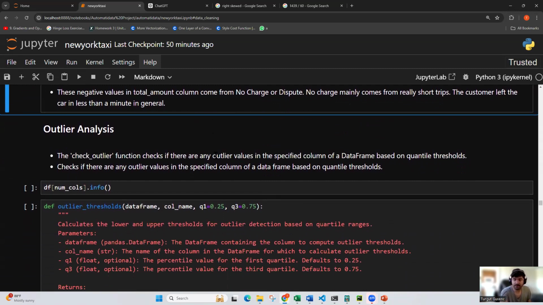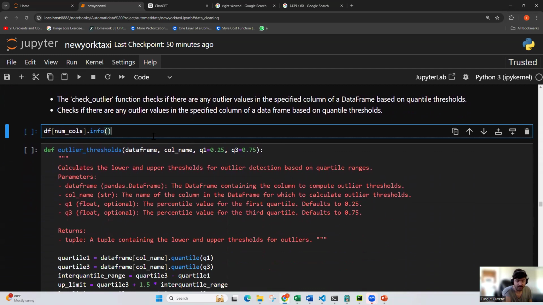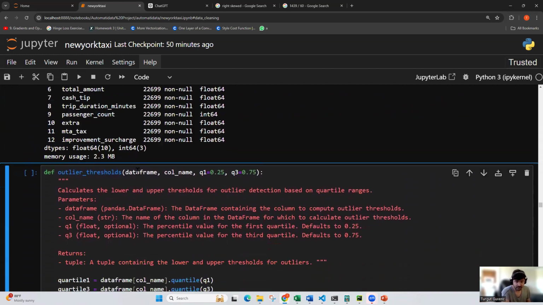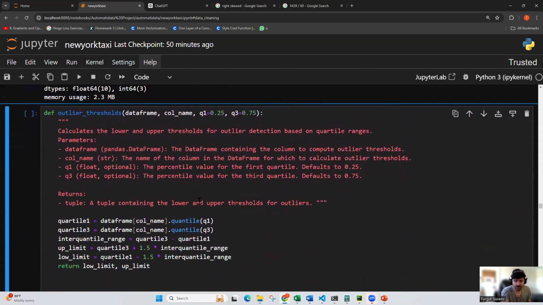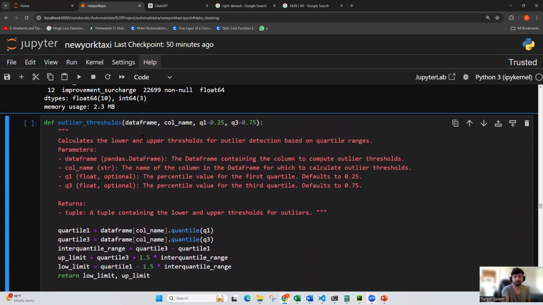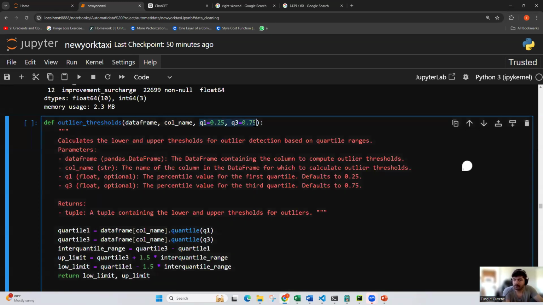Let's do outlier analysis. I took my notes, so this is the outlier threshold function. What does this function do? It takes the data frame, a column, and these are our quantiles. If you don't know the interquantile method, basically we are getting the third quartile, that means the 0.75 quantile.